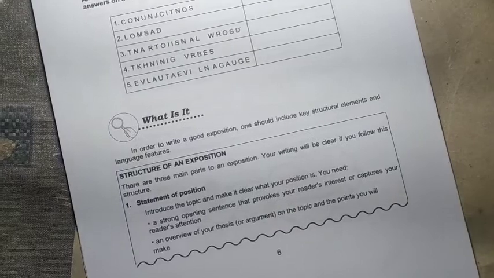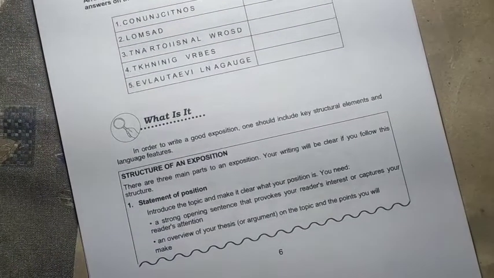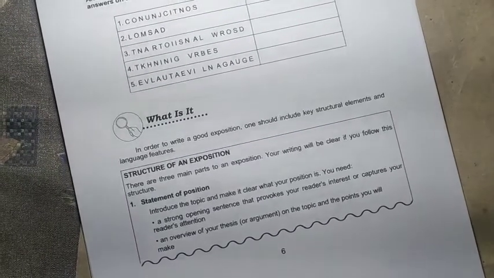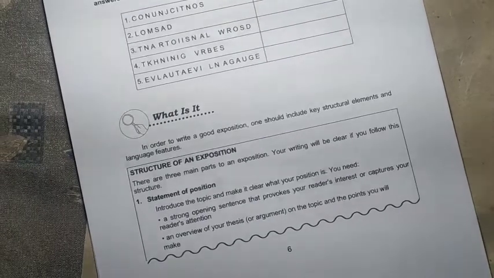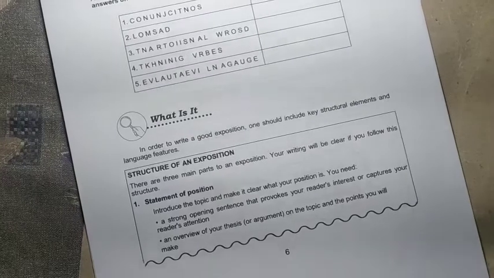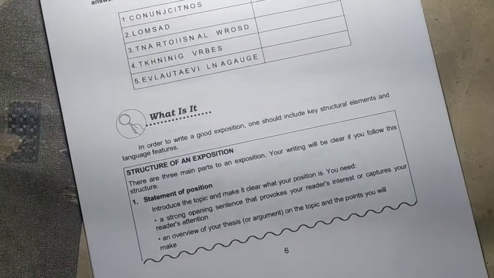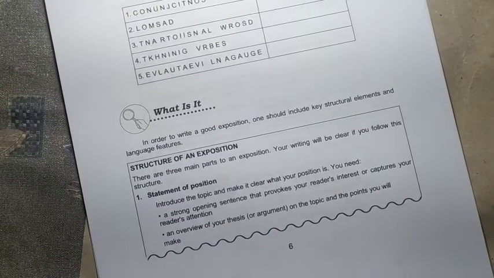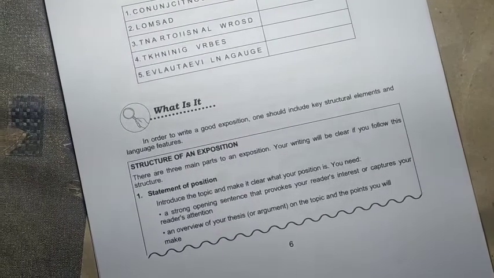So by delivering your own stand, it should be remarkable, it should be engaging for your readers to believe that your stand is somehow correct, even though some of the readers do not have the same position as yours. Because of your strong opening sentence, you will make them believe. So how do you make a strong opening sentence?